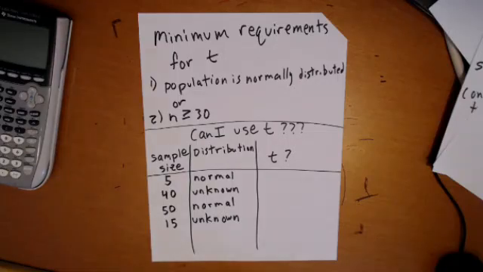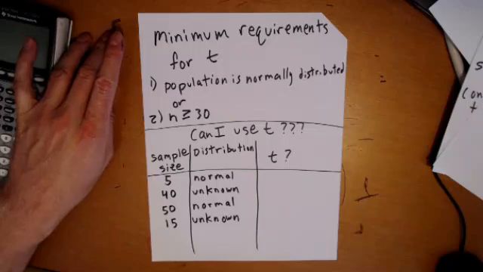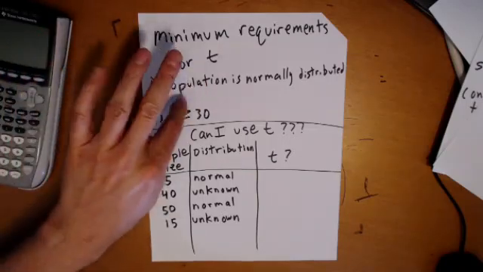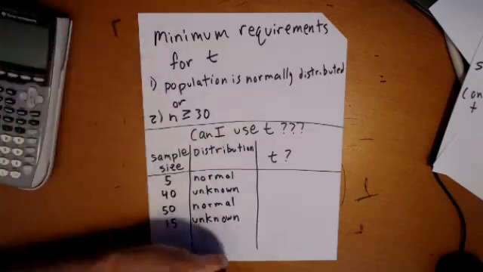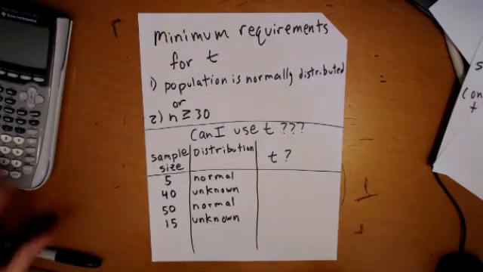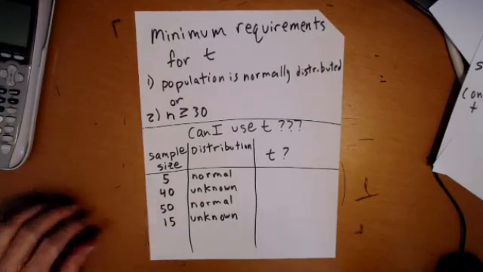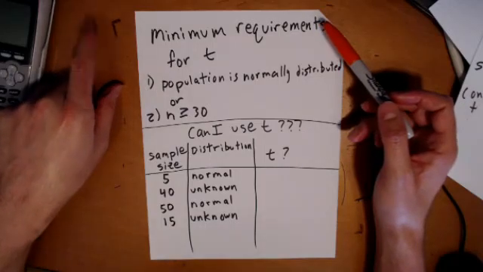Hey folks, in order to use T, there are some minimum requirements. Usually the problem will just say we draw from a population that is normal, or salmon lengths are normally distributed or something, and you just go do the problem, no big deal. But in the beginning, in the homework, they try and trick you and ask you some weird questions. So there are some minimum requirements.